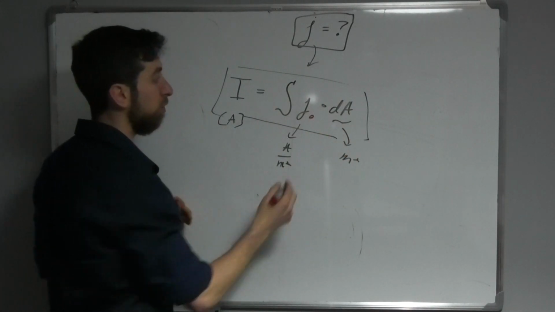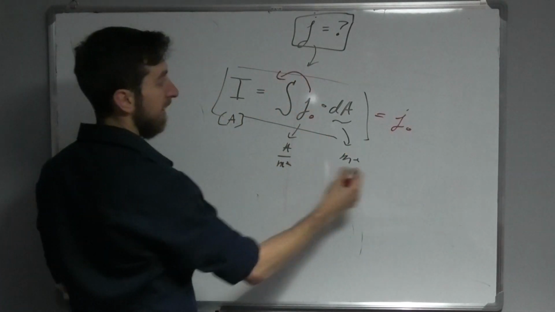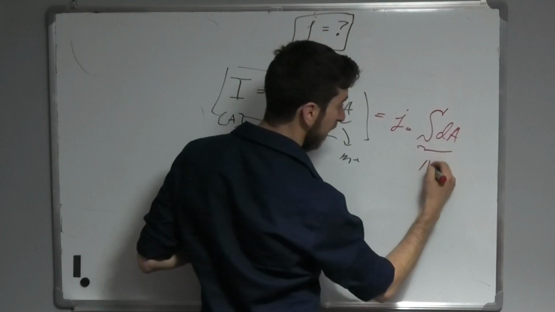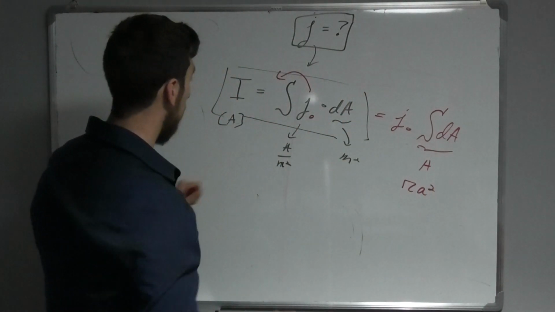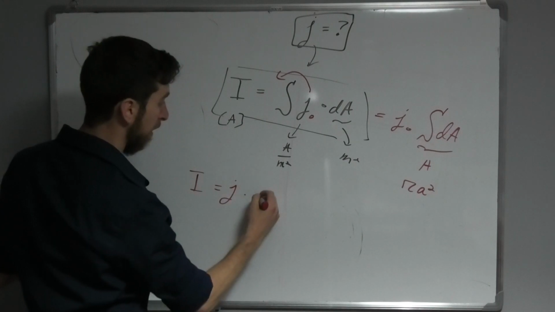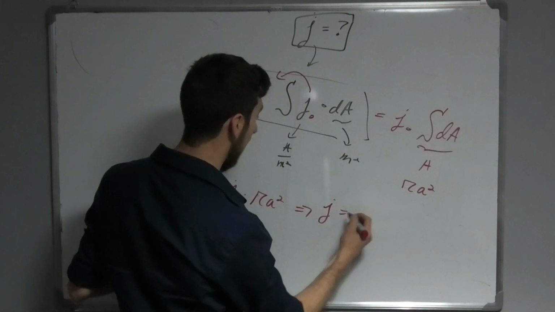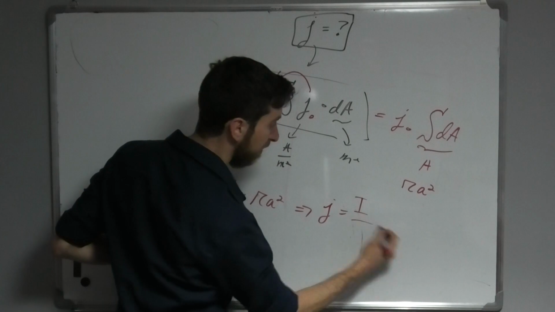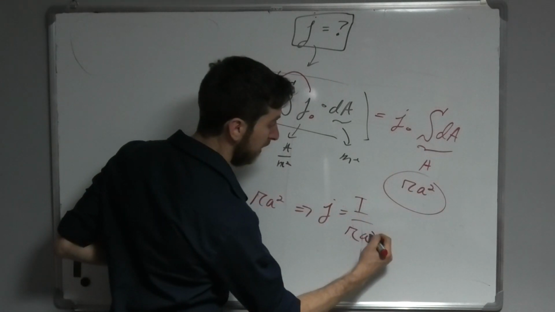I can get rid of the vectors. J can go outside of the integral because it's constant. And then I have the integral over the area, which is the area of the coin, which is pi a square. So I know that I equals J multiplied by pi a square. So the result is that J actually equals I divided by the area, which in our case is a circle, so it's pi a square.